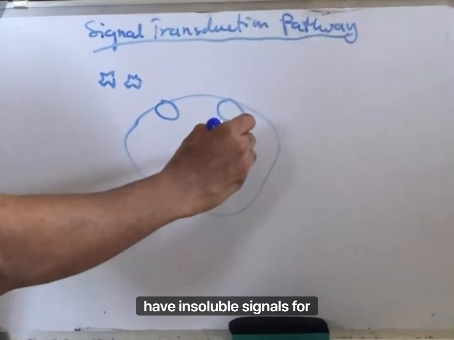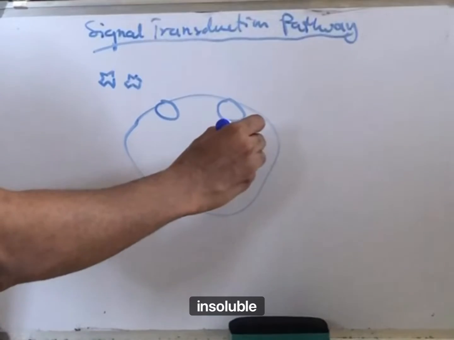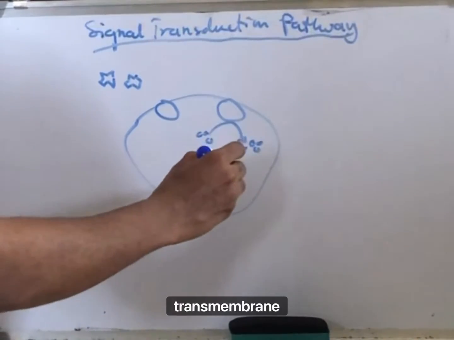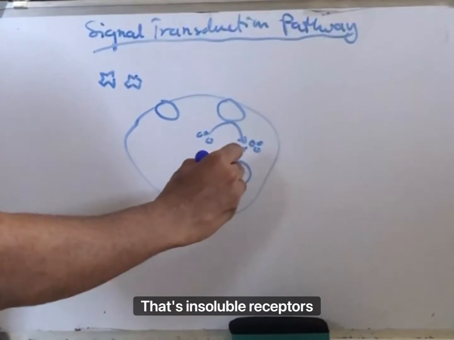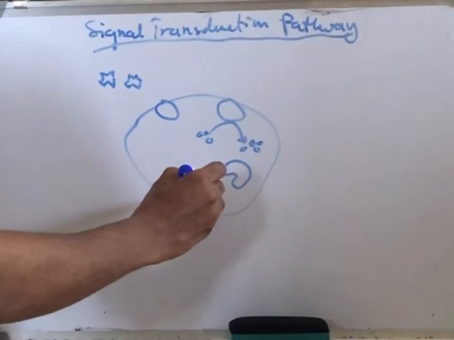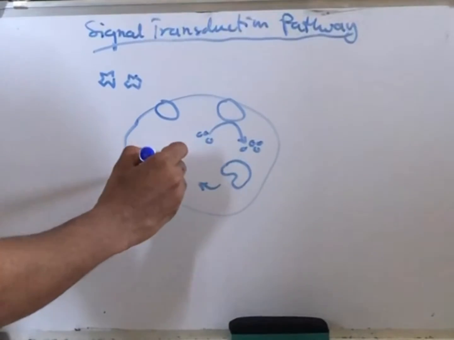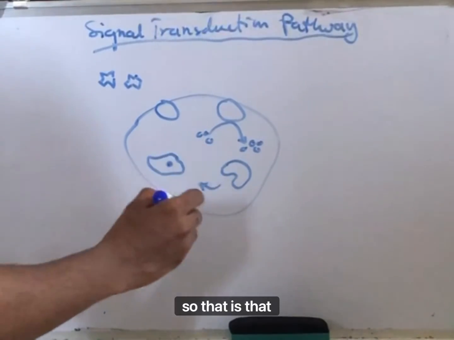And we also have insoluble signals. For insoluble signals, they will have to act on transmembrane receptors. That's insoluble receptors, because they are not lipophilic. They are made from protein. Okay, so that is that.